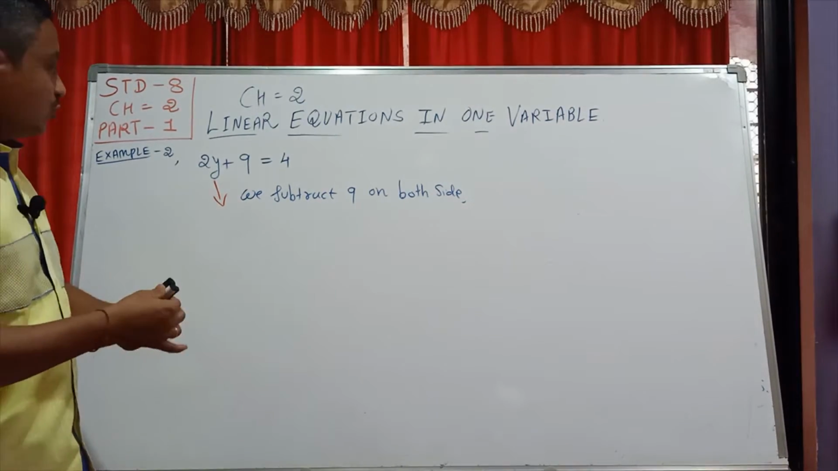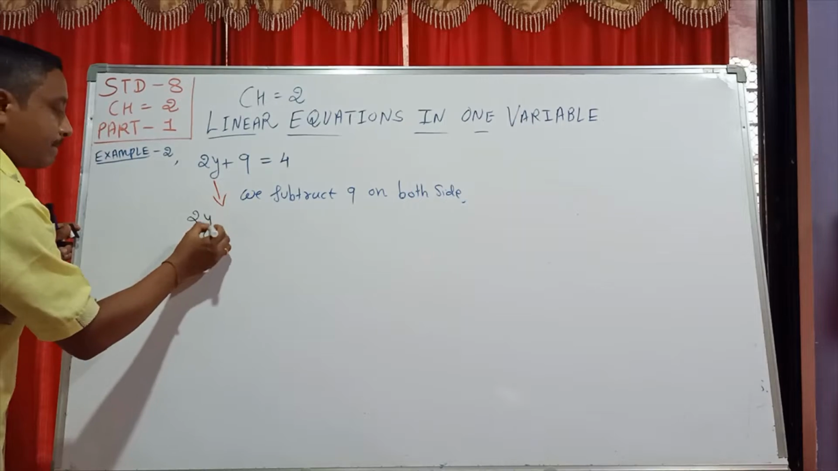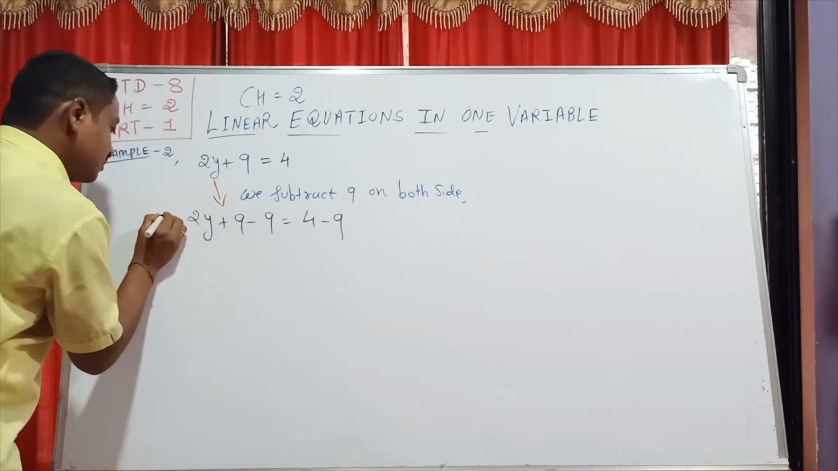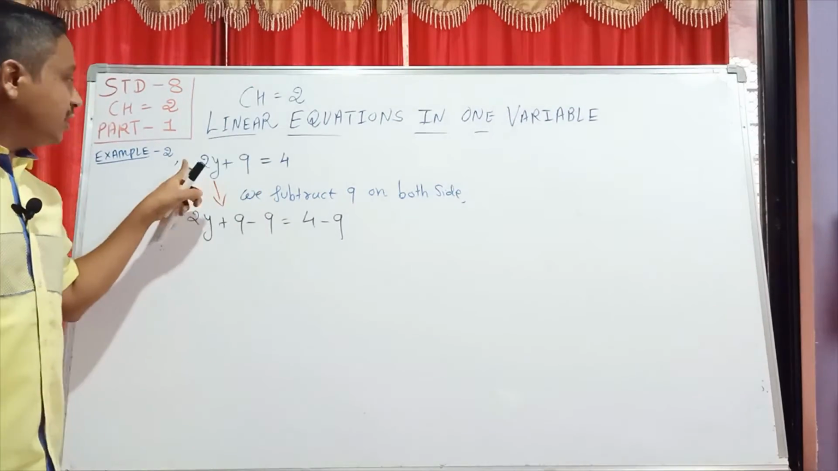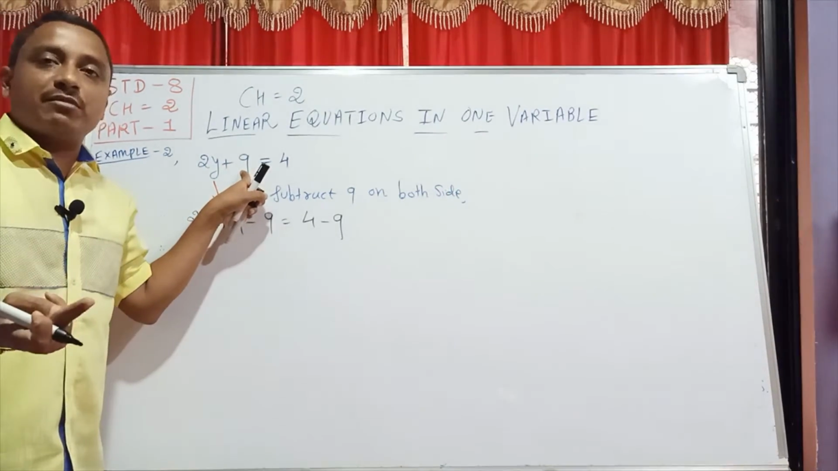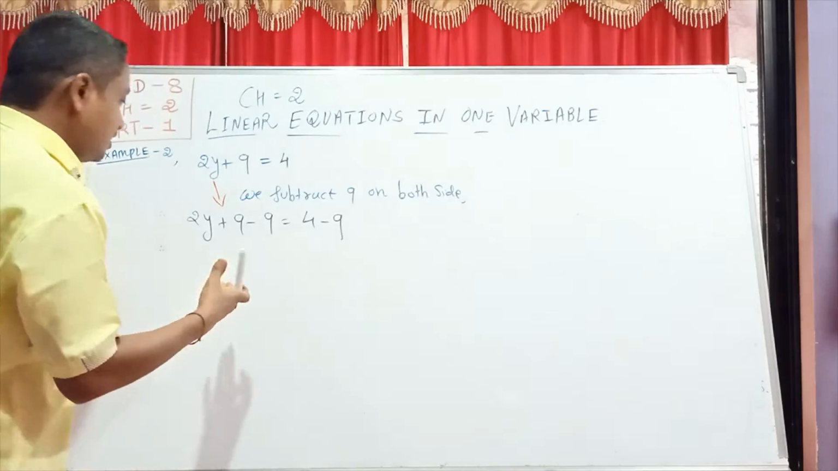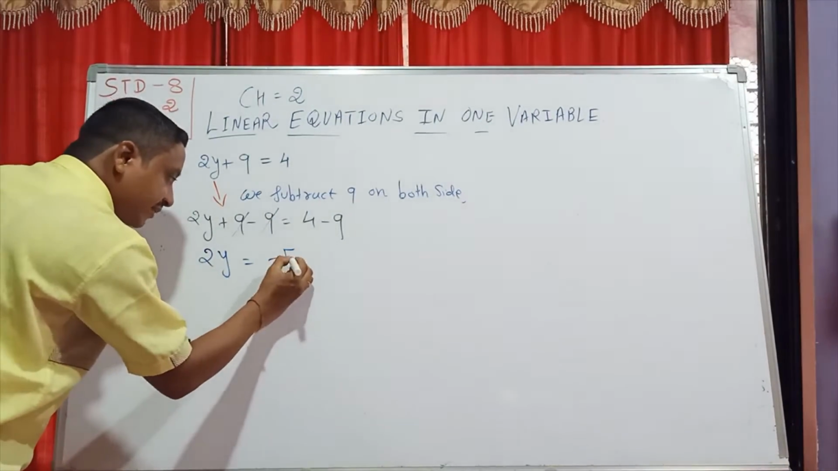Then easily you remove this plus 9. So 2y plus 9 minus 9, and on this side 4 minus 9. Are you clear, students, why I am taking 9 subtraction first, not dividing by 2? Always utilize first the plus value, converting it into minus, or the minus value, converting it into plus. So this 9 and 9 cancel. We have 2y only is equal to minus 5.